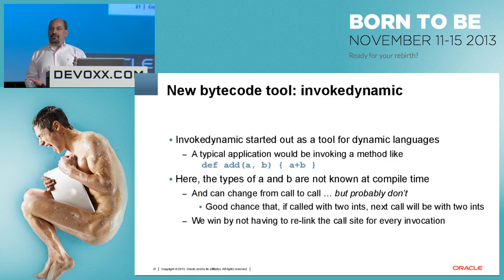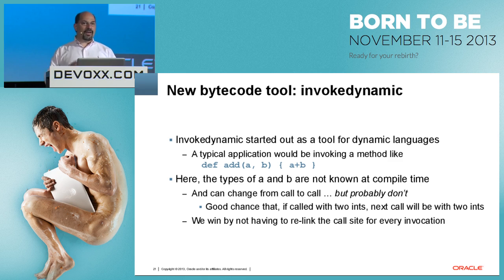Theoretically, on every invocation of add, I could give you 2 different types. This time I'm going to add some floats. Next time I'm going to add some booleans. We could do that. But in the real world, it usually doesn't work that way. Usually, if I have a call site, like the call to the plus method inside the body of add, if I just called it with 2 ints, next time I call it, I'm probably calling it again with 2 ints.